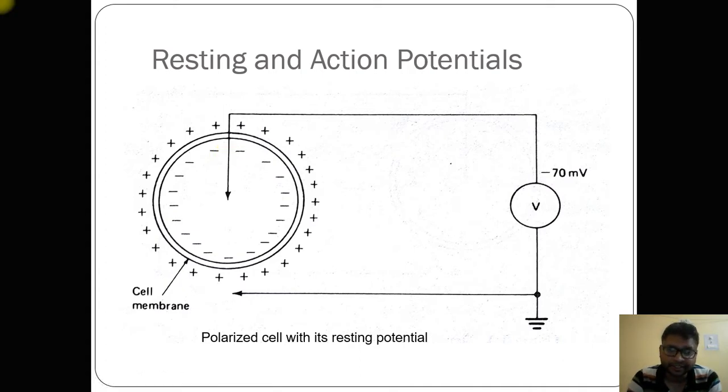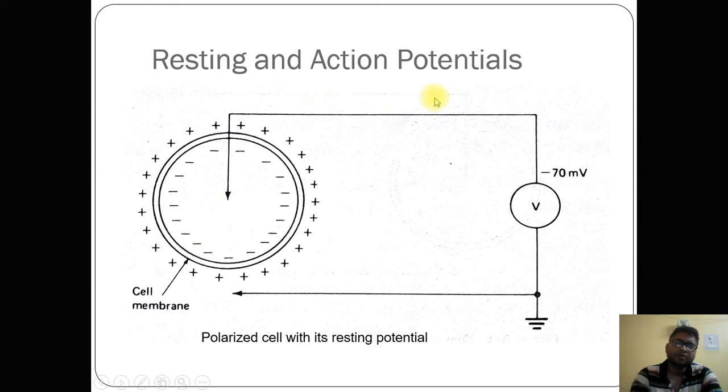Under the equilibrium state, when we take a measurement of the inside of the cell with respect to some neutral point, we get around minus 70 millivolt. That is, inside it is more negative than outside. Actually, it is not a fixed value. Minus 70 millivolt is not fixed. The range is between minus 60 millivolt and minus 100 millivolt.